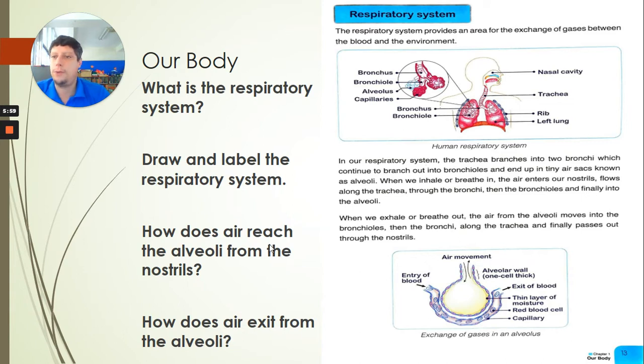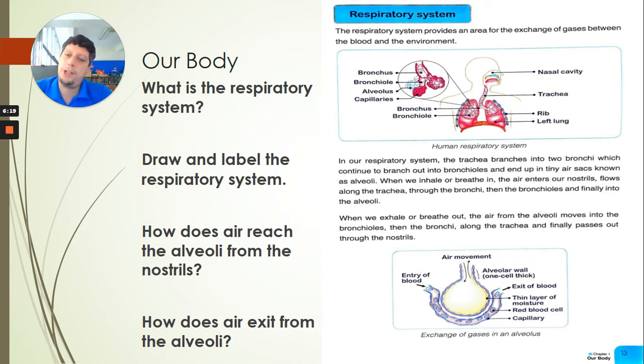So just to continue with the questions that you have to put into your books as usual. The first question is, what is the respiratory system? The first sentence of that page will answer that for you, okay? Then draw and label the respiratory system. So please try to remember that as you draw it.